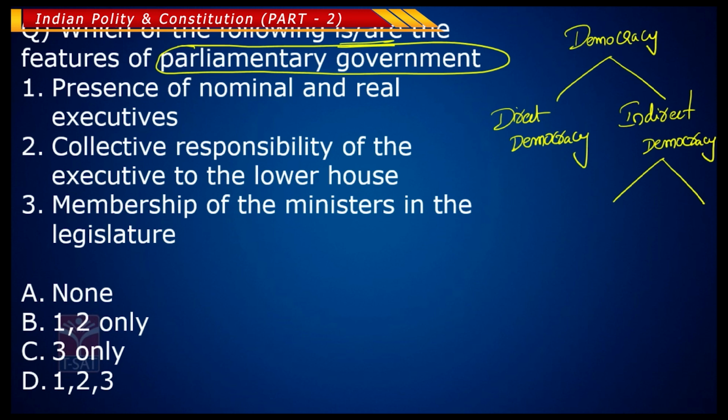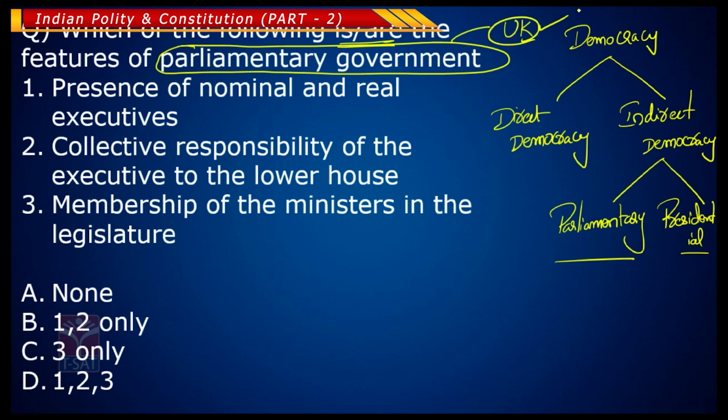Now this indirect democracy has two forms of government: parliamentary government or presidential government. In India, we have the parliamentary type of government, taken from or inspired by the UK. Now, I am asking what are the features of the parliamentary government? 1. Presence of nominal and real executives, collectively responsible to the lower house. What is the lower house? Lok Sabha.